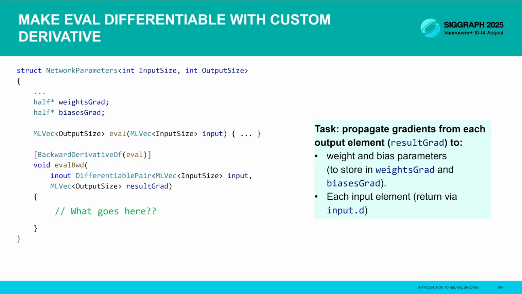This function is required to do two things. First, it needs to propagate the gradients from the result grad to the network parameters and store them in weights grad and biases grad. Second, it needs to propagate result grad into each input vector element and return them via input.d.